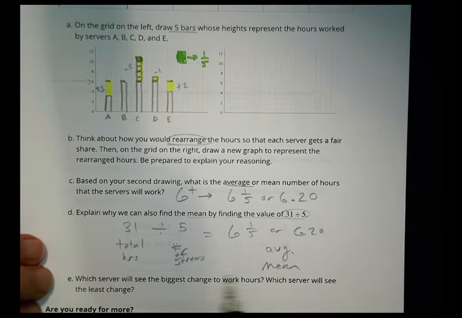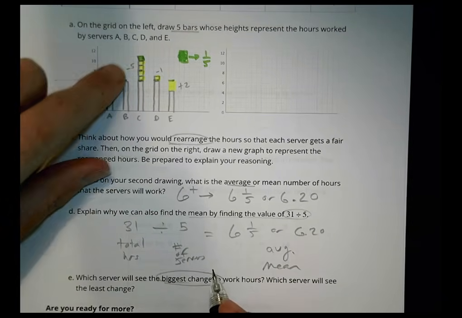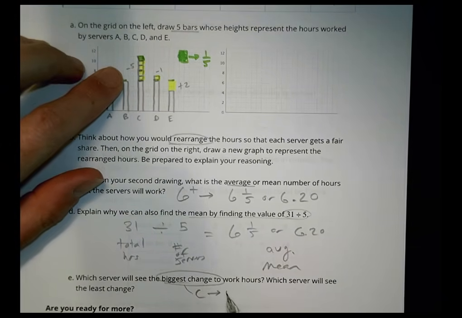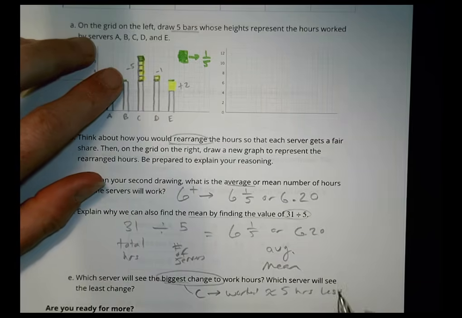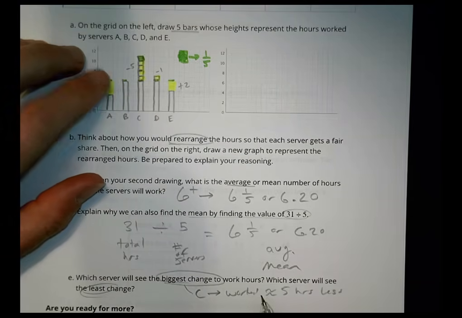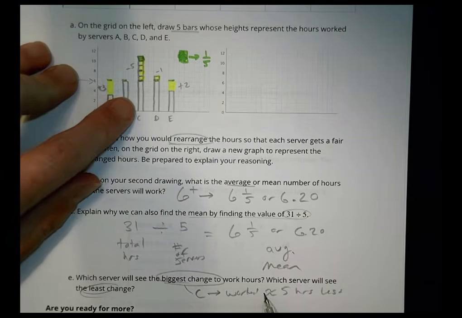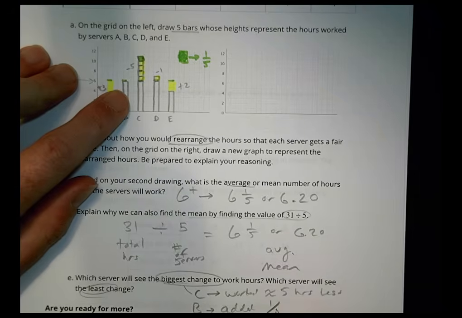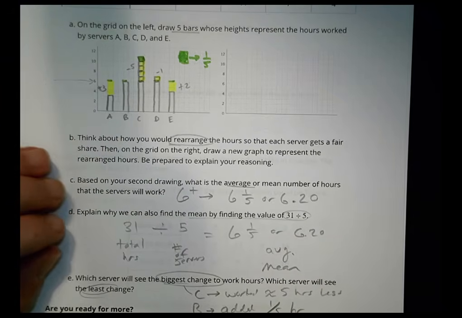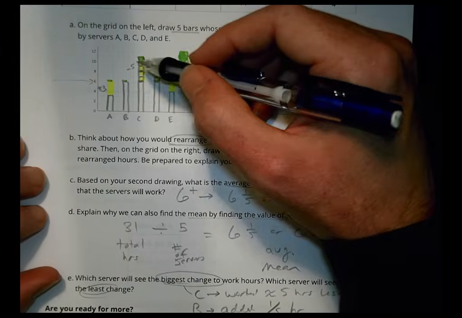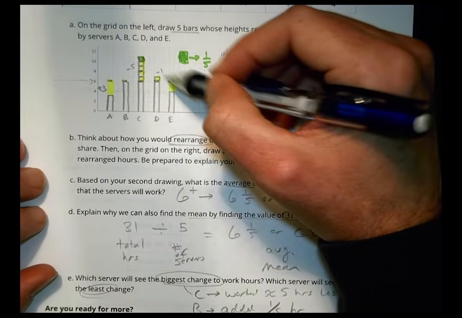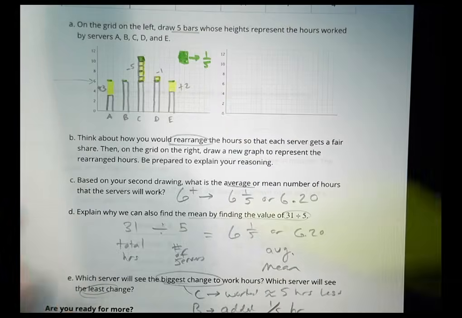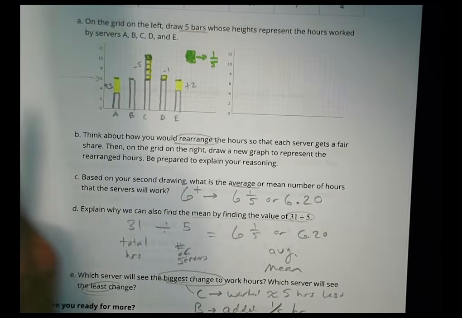Now, which servers can see the biggest change? Well, the biggest change was server C, right? Server C worked, in our case here, about 5 hours less. It was actually 4 4/5 hours, but it doesn't matter. Who saw the least change? That's the person who's closest to the original part. And the least change is right here with B. B added 1/5 of an hour to their normal work day. So that's your change there. So we're taking away from people that were over 6 and we're putting out there to make an average. We're distributing things equally, and that is really the whole idea here.